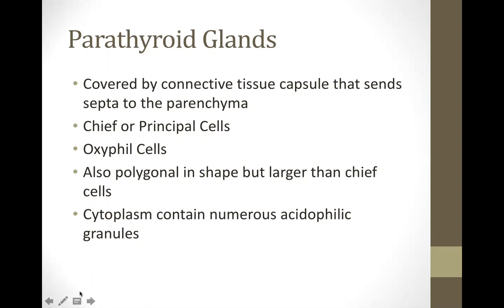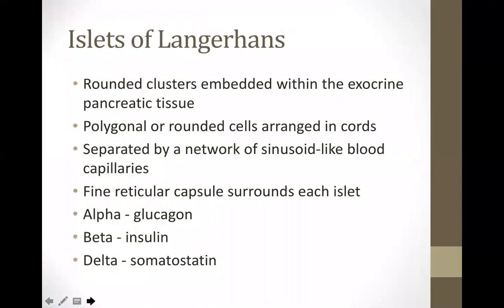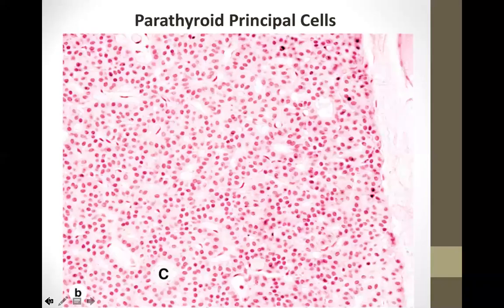So where are the chief and oxyphil cells? So this is your parathyroid gland. These are actually your oxyphil cells, but this picture is better. Oh, sorry. Where is that?